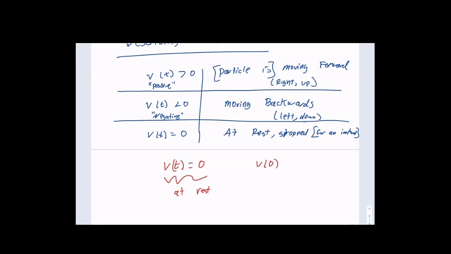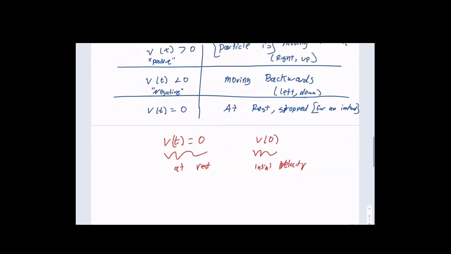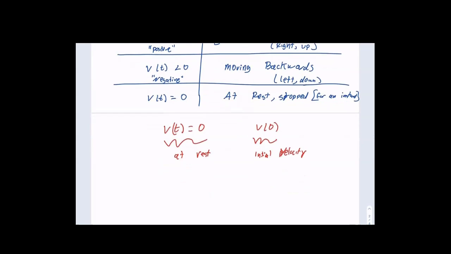V of 0 means initial velocity. All right? So V of 0, when the input is 0, that means the velocity is 0. When we're talking about describing the motion, we're always going to describe the velocity. So there is a big difference.